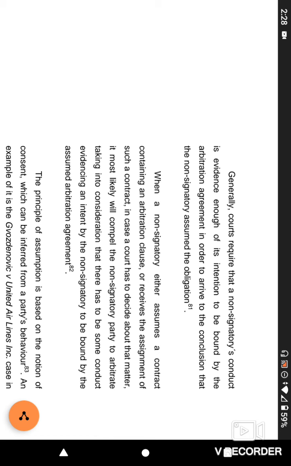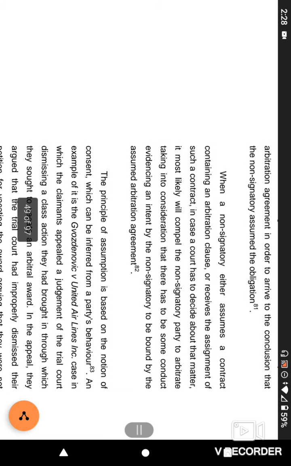The principle of assumption is based on the notion of consent. Let me stop right there. Their behavior is the consent, which can be inferred from the party's behavior. You see that? Now I'm gonna give you a bunch of case law.